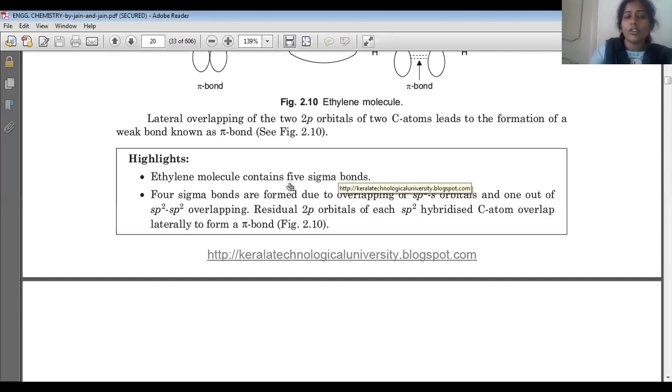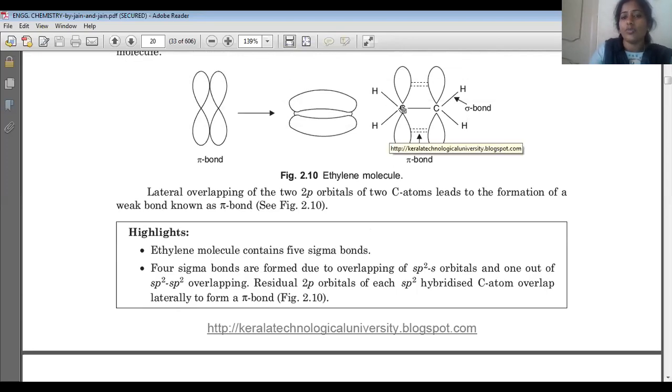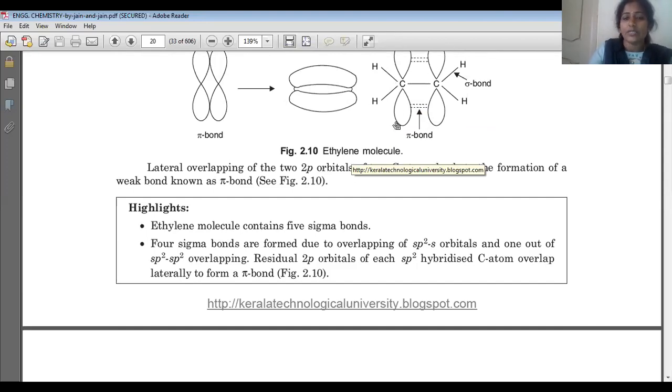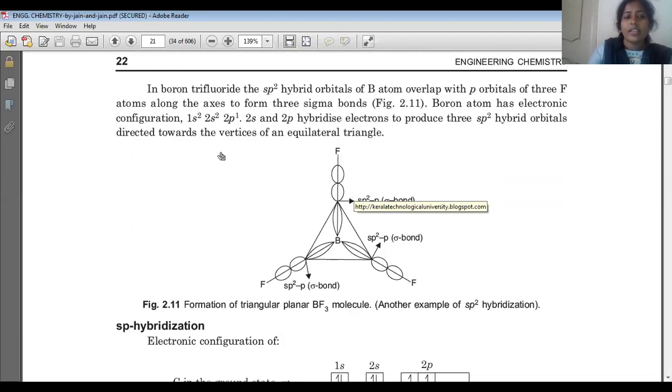So the ethylene molecule contains 5 sigma bonds. How can we say 5 sigma bonds? 1, 2, 3, 4 and 5 sigma bonds are present in between the 2 carbon atoms and 4 hydrogen atoms. One pi bond is there, which is lying above the plane as well as below the plane. Another example for sp2 hybridization is boron trifluoride.